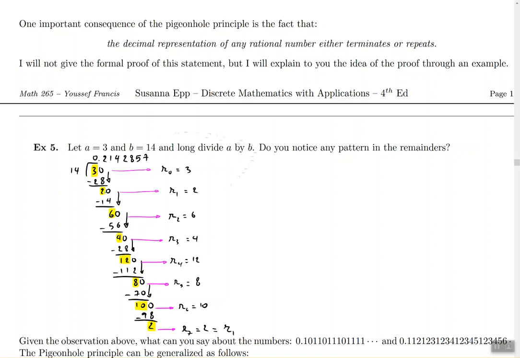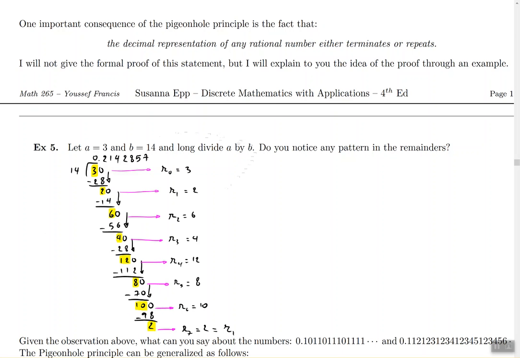At every point in time, I highlighted the remainder: the 2, the 6, the 4, the 12, the 8, the 10, and the 2. So once I see the same remainder again, in this case 2, that means if I continue, I'm going to be putting a 0 here, and 14 is going to go into 20 once. And so that means I'm going to now have the same list just repeating forever, okay?